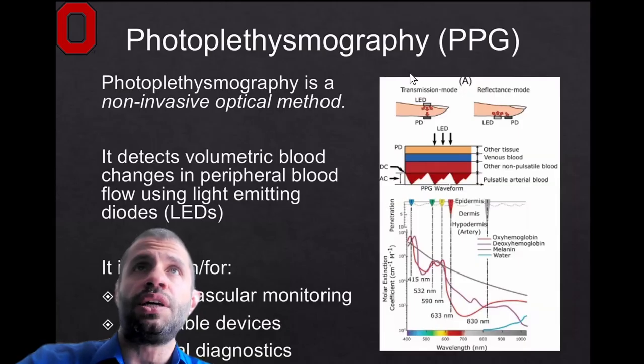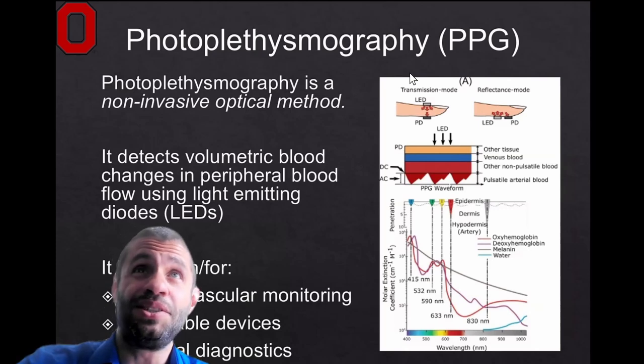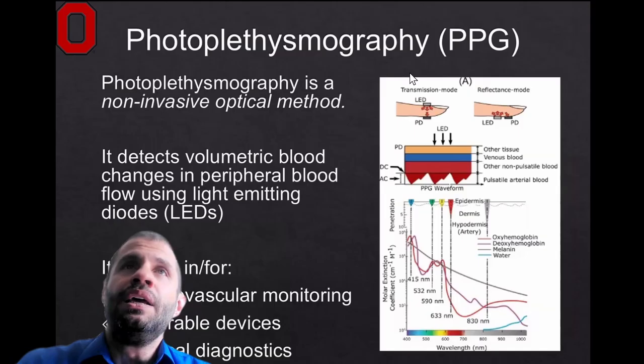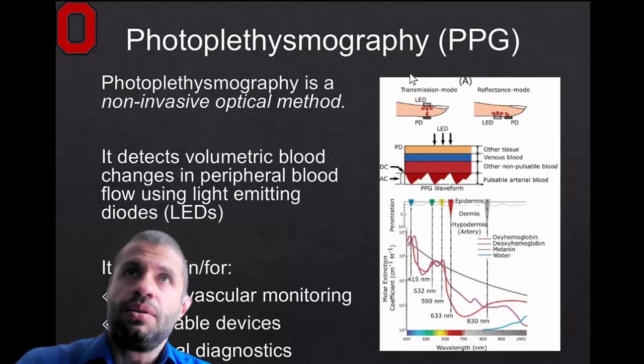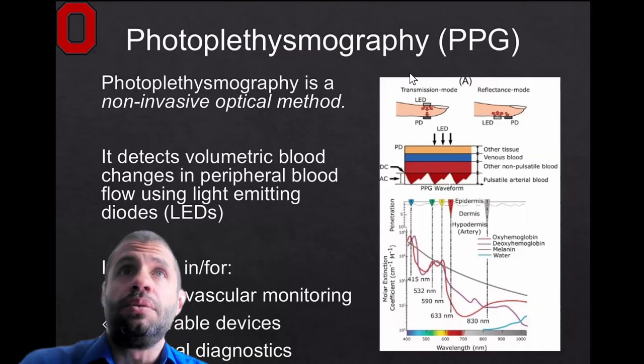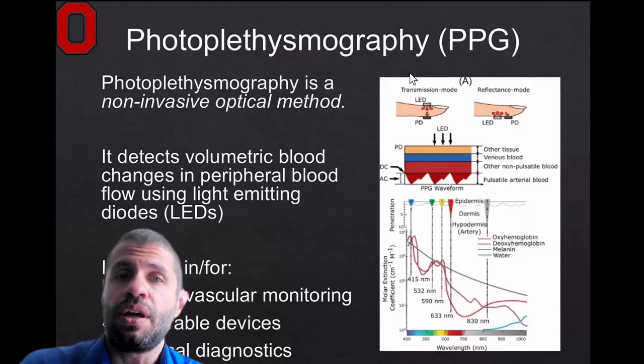In the context of this class, we're going to be specifically looking at photoplethysmography, or PPG, which I will be calling PPG from here on out because it is a mouthful, which is a non-invasive optical method. It basically detects the volumetric blood changes in peripheral blood flow by alternating certain lights and measuring the response of those lights.